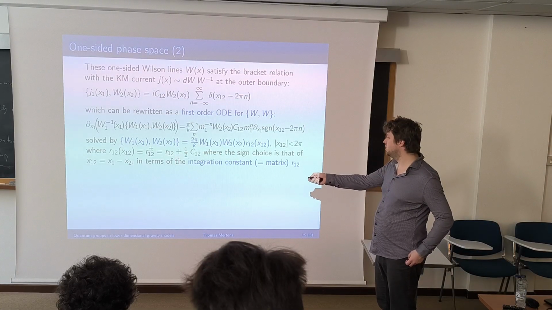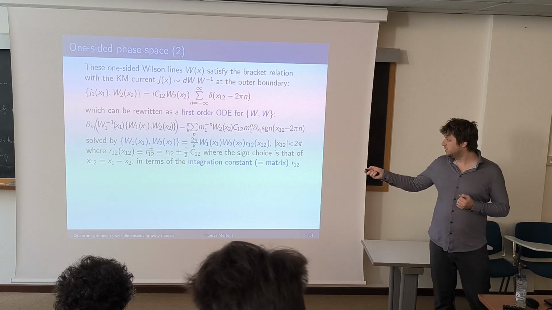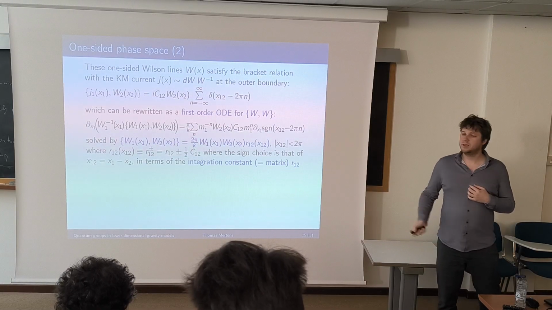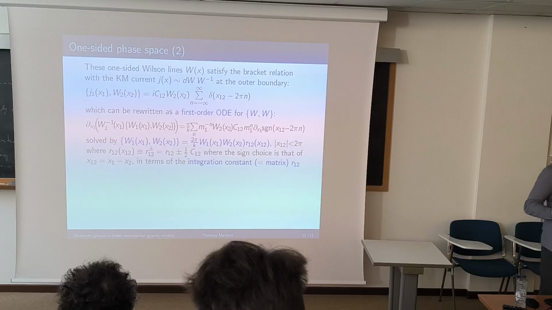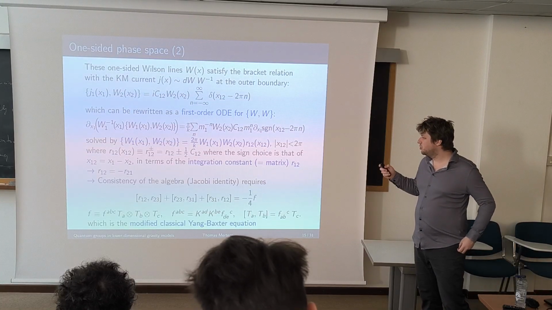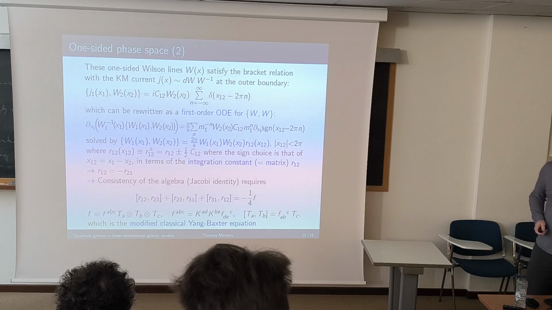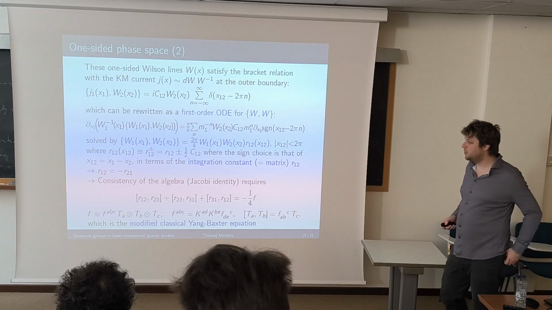And this R12 is literally just a constant, an integration constant when you integrate this differential equation to get this thing. So it's x independent. And it's a matrix. It's called R12. And you can immediately see that it needs to be antisymmetric. R12 needs to be minus R21.